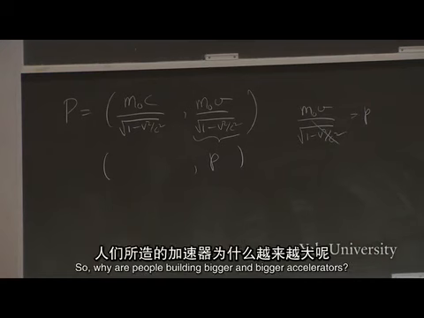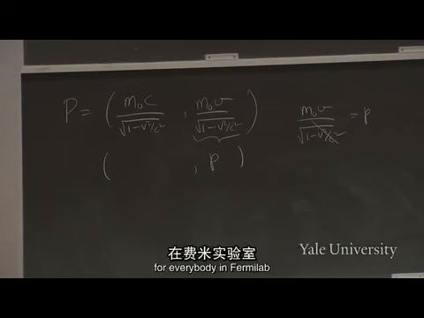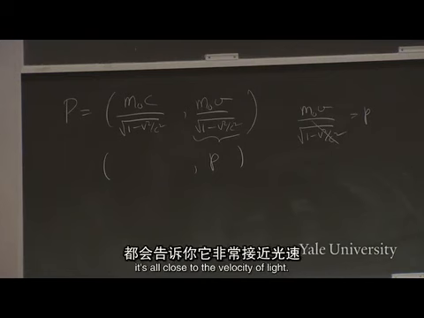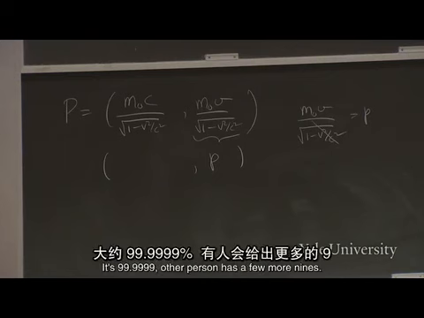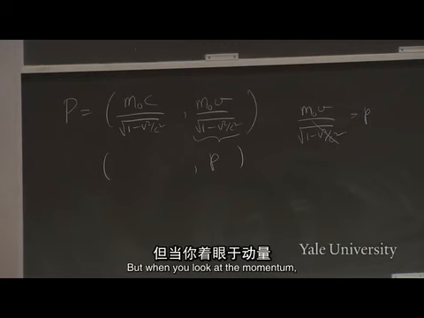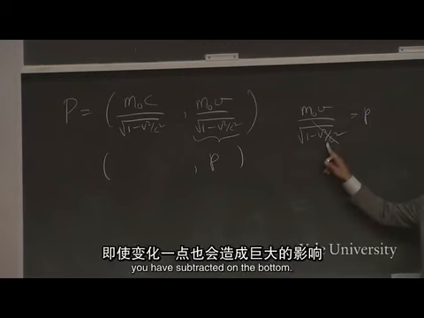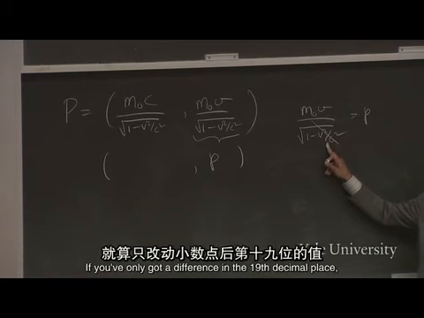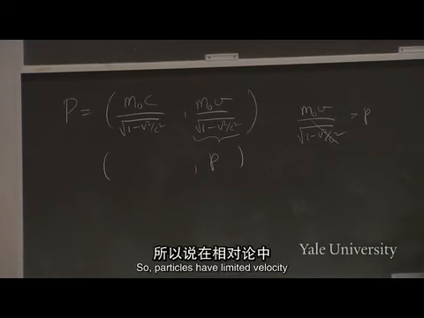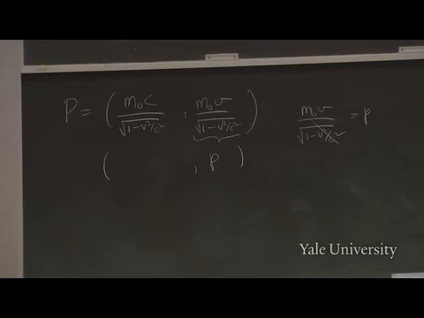So why are people building bigger and bigger accelerators? If you ask them how fast is your particle moving, for everybody in Fermilab, in CERN, it's all close to the velocity of light. It's 99.9999, and the other person has a few more 9s. Nothing is impressive when you look at velocity. But when you look at the momentum, it makes a big difference how much of the 1 you have subtracted in the bottom. If you only got a difference in the 19th decimal place, well, you got a huge momentum. So particles have limited velocity in relativity, but unlimited momentum.